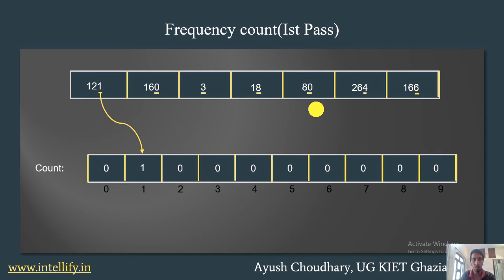As you will see, 1 occurs one time, 3 occurs one time, 8 occurs one time, and 0 occurs twice. The first time it occurs in 116, the second time in 80. 4 occurs one time, 6 occurs one time. In this way we will have the count array, and the count array will always have elements from 0 to 9, basically 10 elements. It is based upon the base we are using, and here the base is 10.